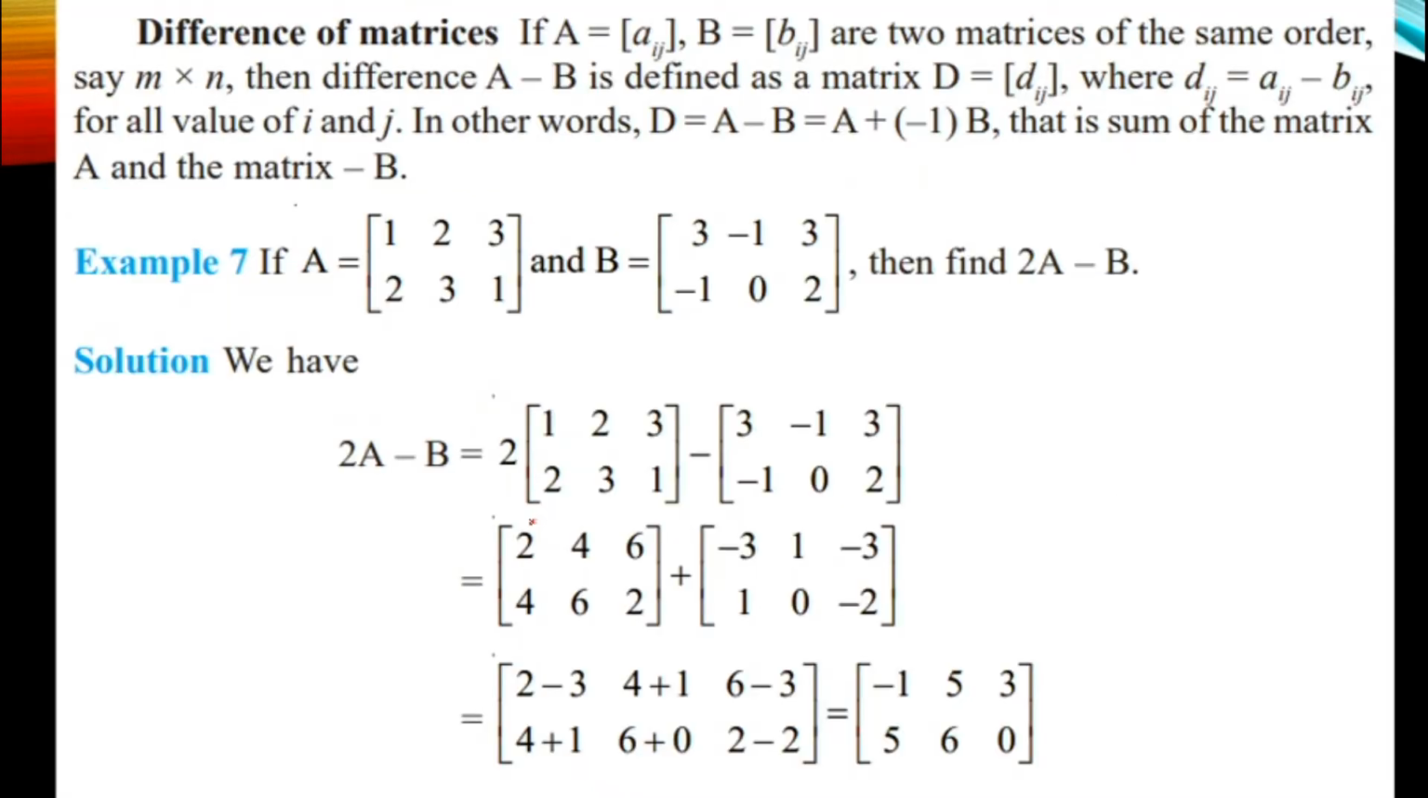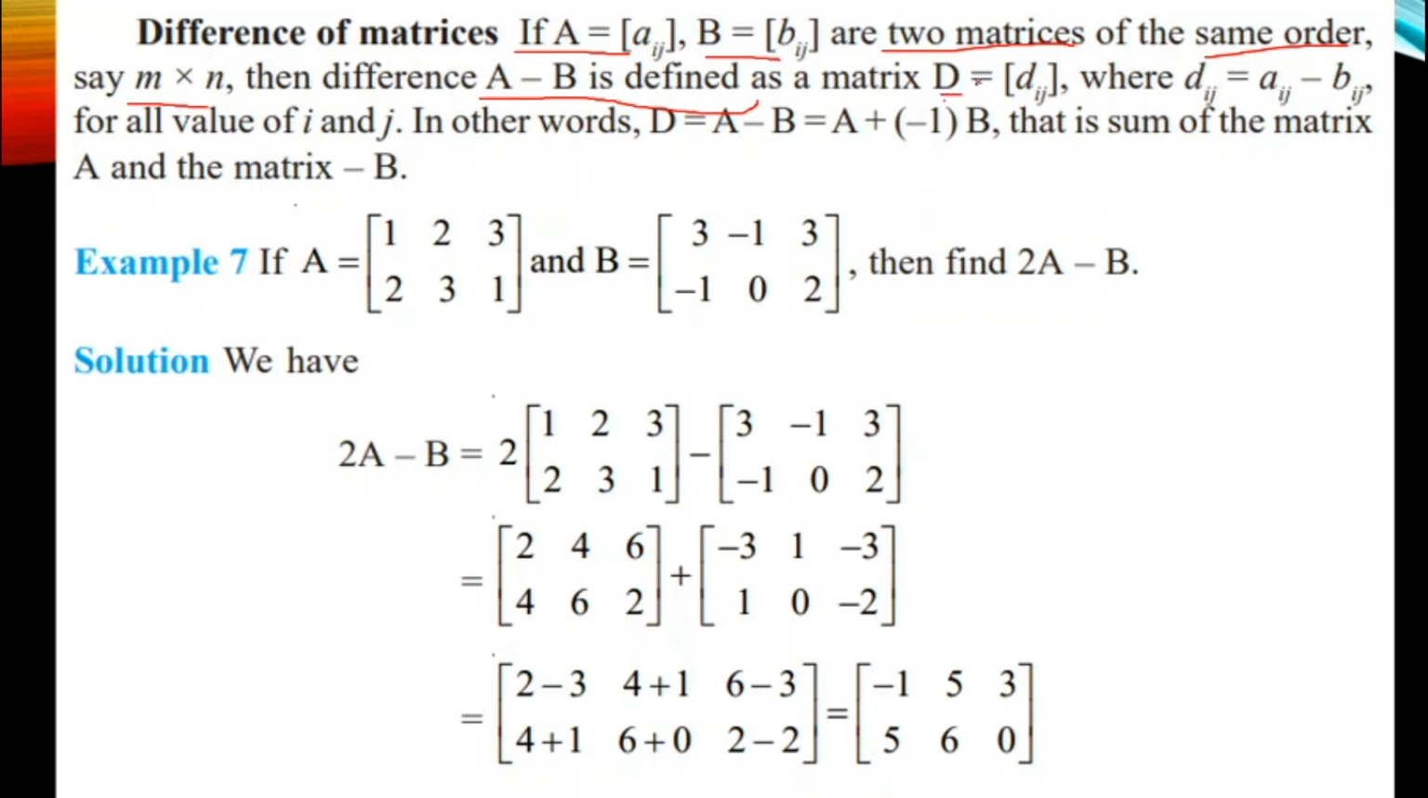Next we go for difference. If A equal to Aij, B equal to Bij are two matrices of same order, the same condition we had for addition applies here also. The order should be the same, say m by n. Then the difference A minus B is defined as, like in the previous section where you saw C equal to, here they have said D. You can write C, no problem, but here they have written D because it's different.